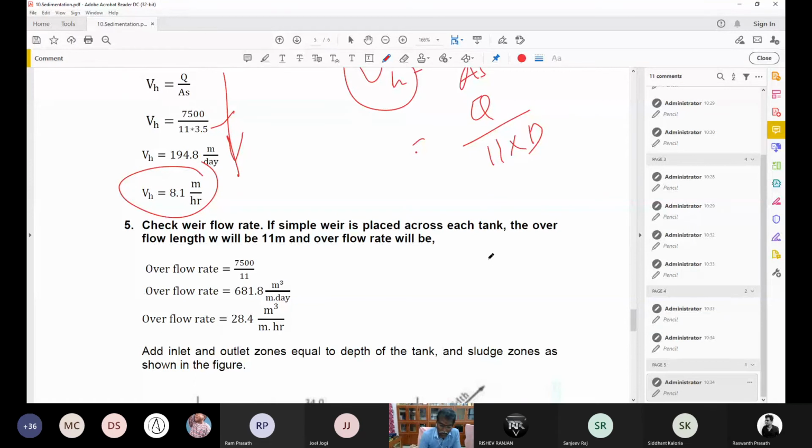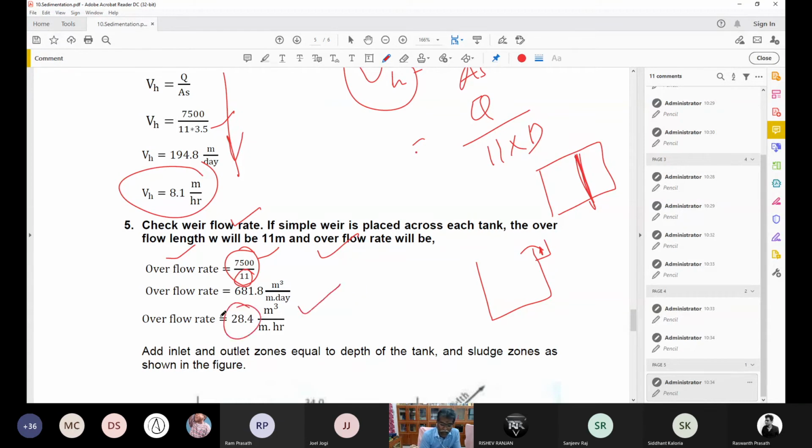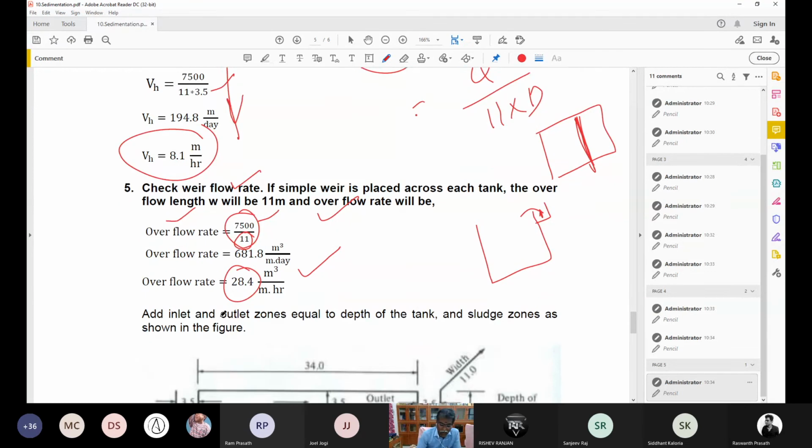You can plan now the weir loading. How much is the water, or what is the weir loading? Now you can assume that I can place the weir in my widthwise direction. That's what is being mentioned. So overflow rate in the case of weir, which is equal to 7,500, this is your total flow divided by width of the tank, 11 meter. So thereby it becomes 28.4 meter cube per meter hour.